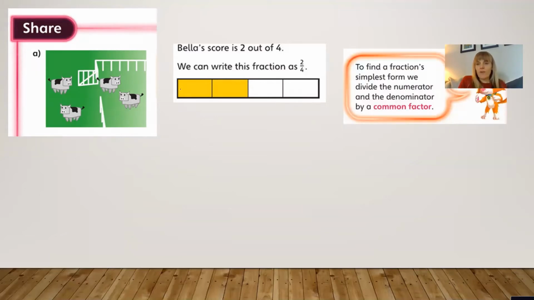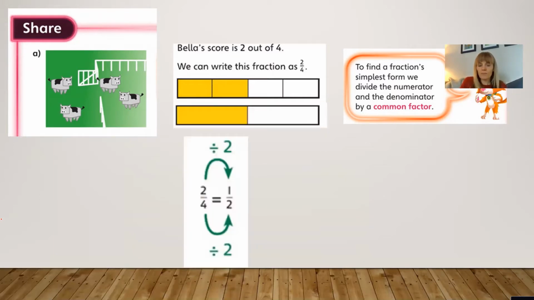Now, if we want to find a fraction's simplest form, we divide the numerator and denominator by a common factor. Now, we've looked at common factors before. These are numbers which multiply together to give that number. So common factors of 2 and 4 are, we could divide by 2, couldn't we? So if we divided them both by 2, we would get a half. So that means 2 quarters written as its simplest form is a half.